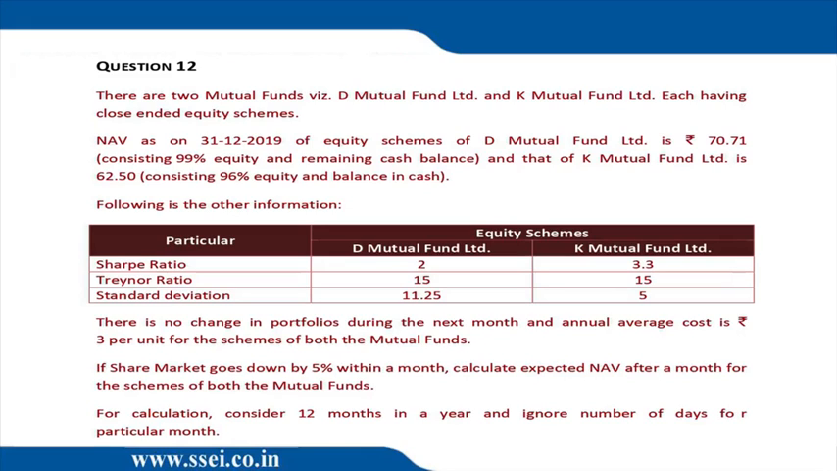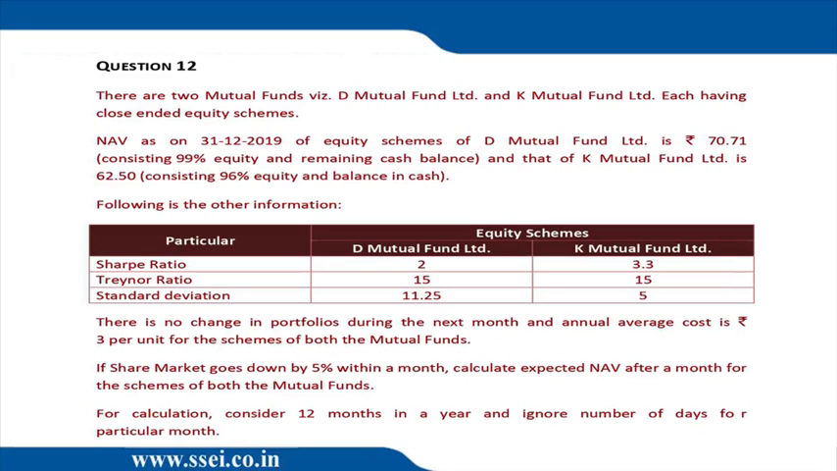And we know what is Treynor ratio. It's excess return divided by beta. Now that's equal to 15. So beta must be excess return by 15. So I'm dividing 22.5 by 15. I'm getting 1.5. So beta of fund D is 1.5, correct? Let's do for fund K. So 3.3 into 5, that's the excess return, which is coming to 16.5 divided by 15.